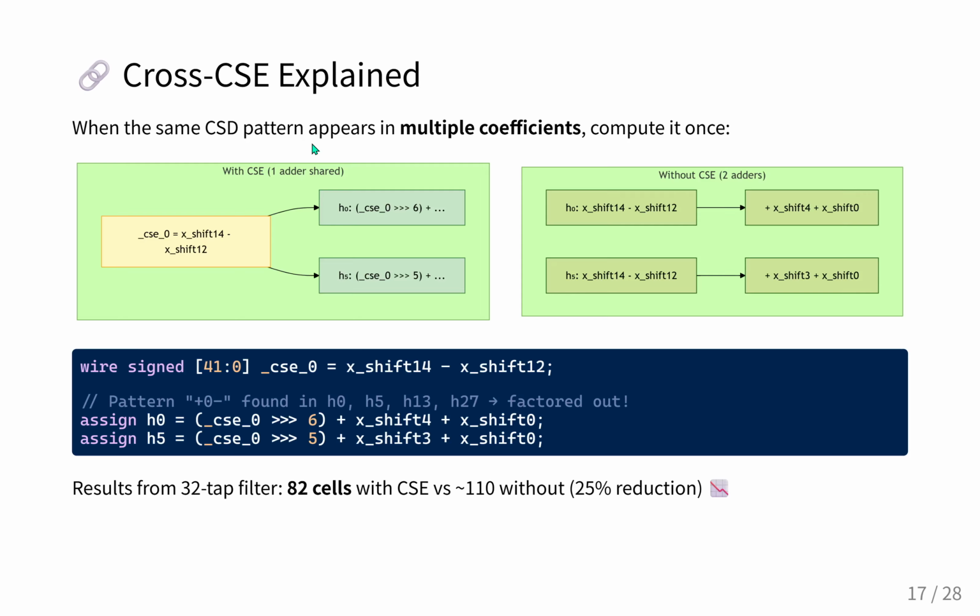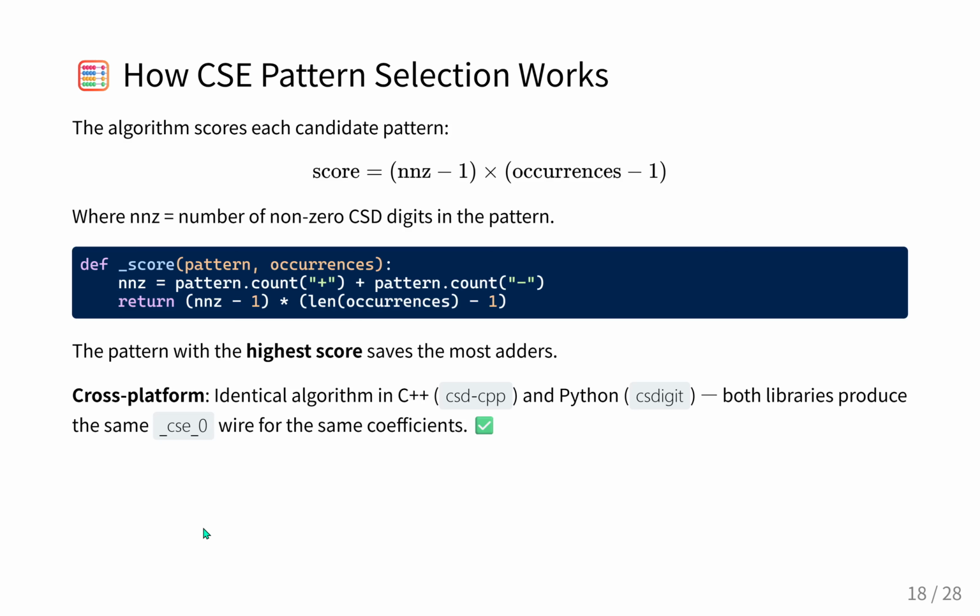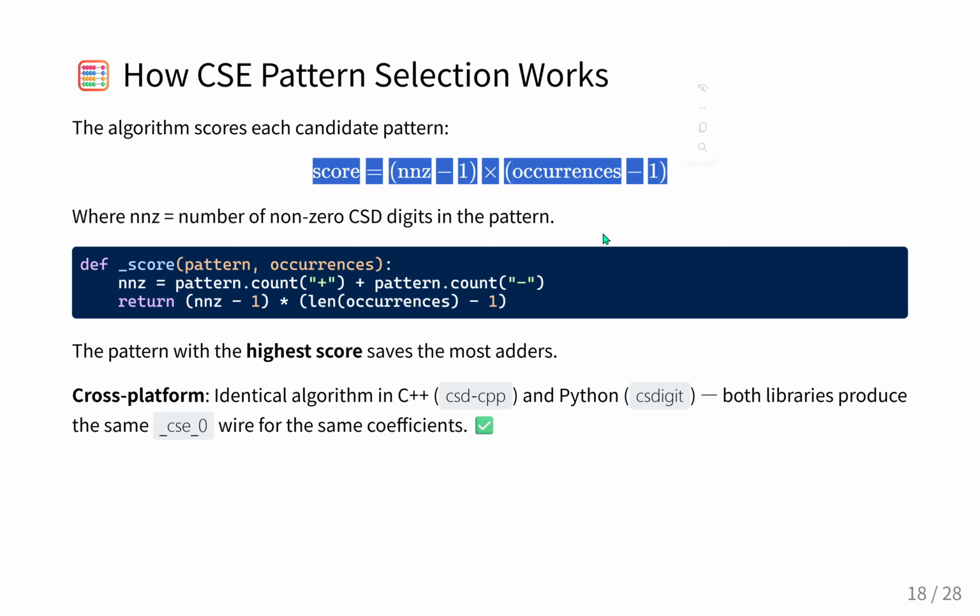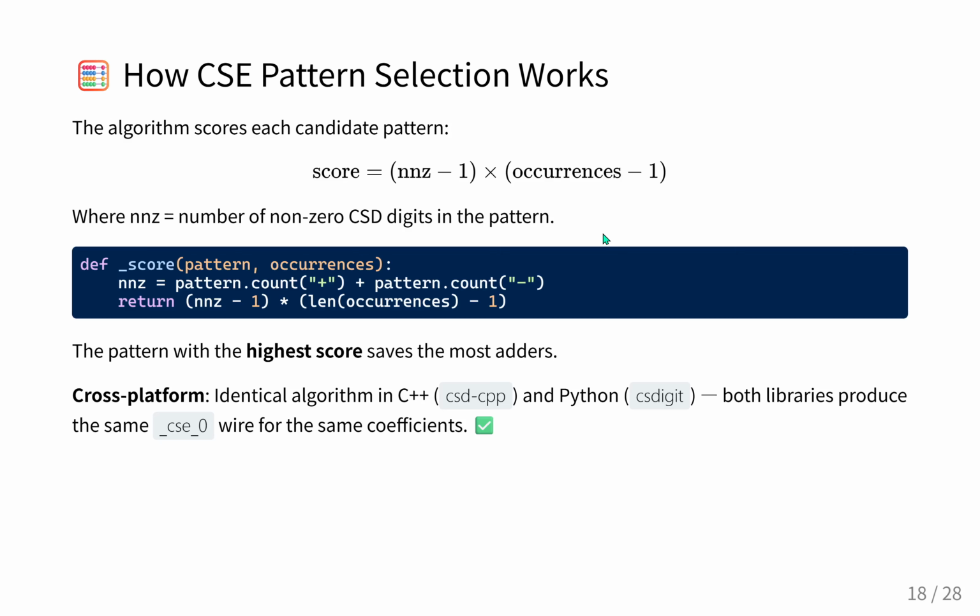It's incredibly efficient. The developer even includes the specific formula the algorithm uses to score and rank these patterns, which I thought was really cool. Oh, yeah, the scoring system. Yeah. It says the score equals the number of non-zero digits -1 multiplied by the occurrences -1. Right. And let's break down the mechanics of that formula because it really is elegantly simple. Yeah, please do. So, number of non-zero digits is essentially how many additions or subtractions are happening in that specific pattern. Okay, that makes sense.